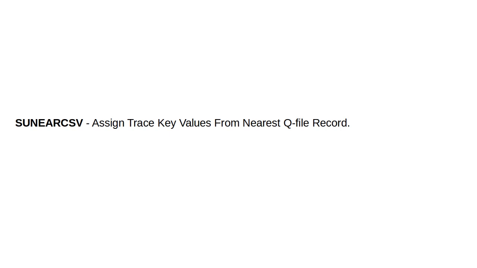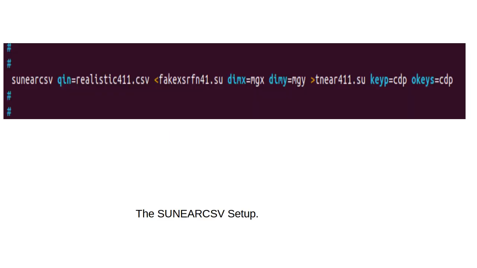After deciding which CDP profile to use, the next step is to use SuNear CSV to assign each trace to the CDP that it is closest to. The SuNear CSV program inputs the CDP profile and the traces. For each trace, it finds the profile coordinates which are nearest the midpoint coordinates of that trace.